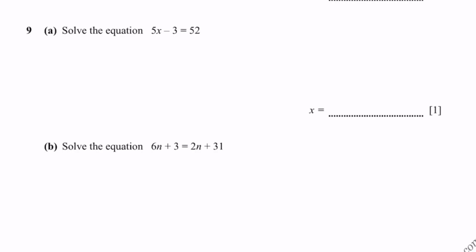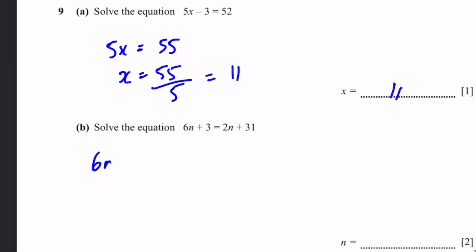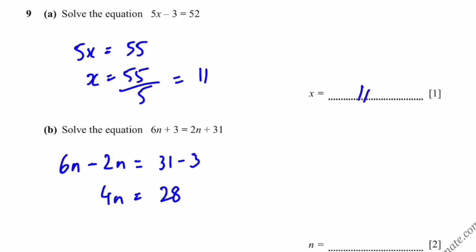Question 9. A. Solve the equation 5x minus 3 is equal to 52. So if this is true, that means 5x is equal to 52 plus 3, which is 55. And x is equal to 55 by 5, which is equal to 11. That's the answer. B. Solve the equation 6n plus 3 is equal to 2n plus 31. That means 6n minus 2n is equal to 31 minus 3. 4n is equal to 28. And n is equal to 28 by 4, which is equal to 7. That's the answer.